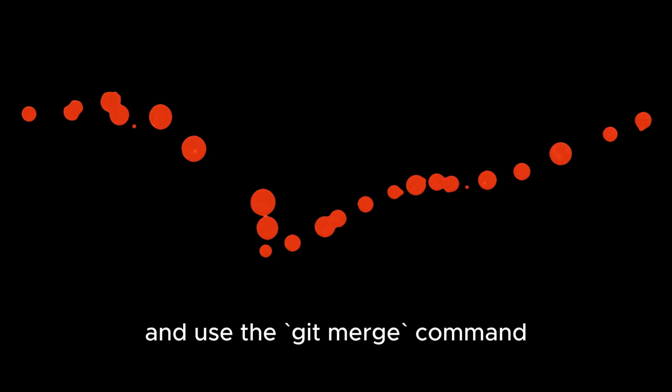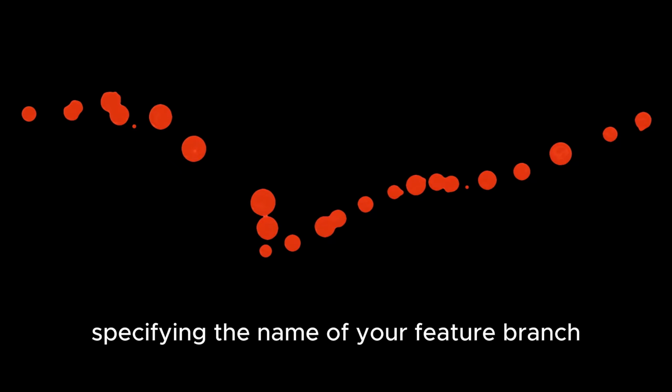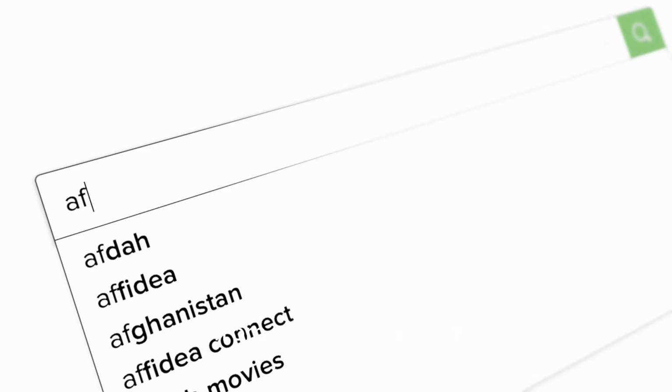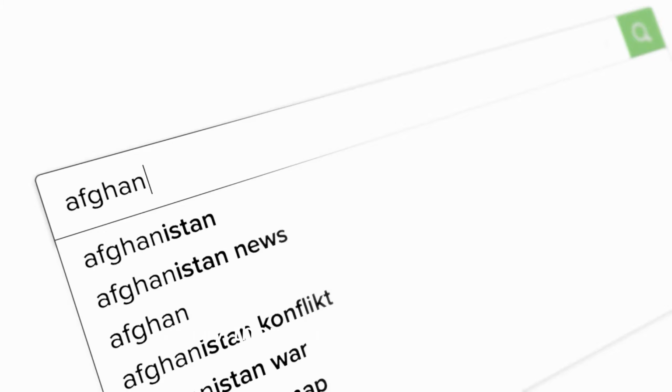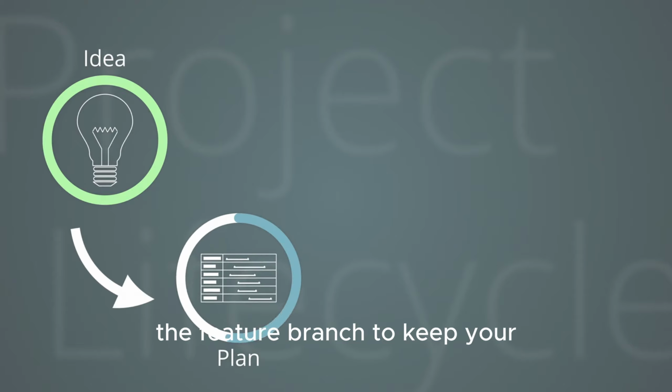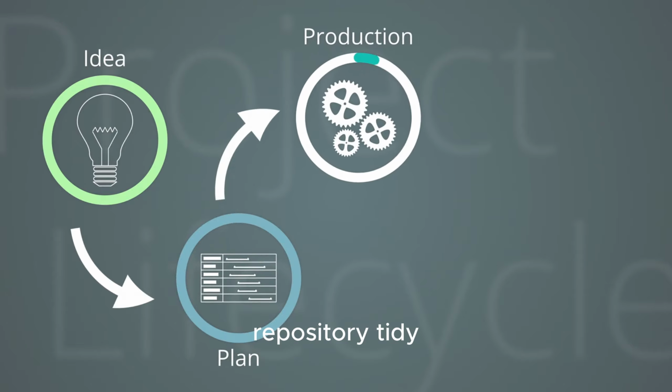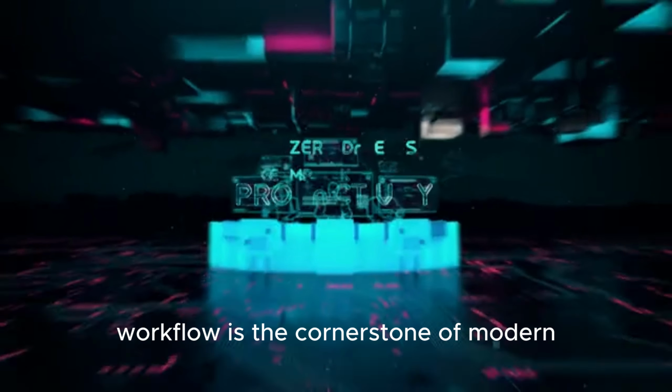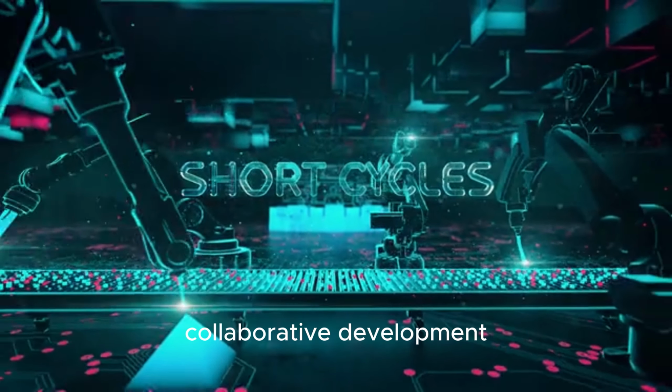You switch back to the main branch and use the git merge command specifying the name of your feature branch. Git will then take all the commits from your branch and apply them to the main branch, combining the histories. After the merge, the main branch now contains your new feature. You can then delete the feature branch to keep your repository tidy. This branching and merging workflow is the cornerstone of modern collaborative development.